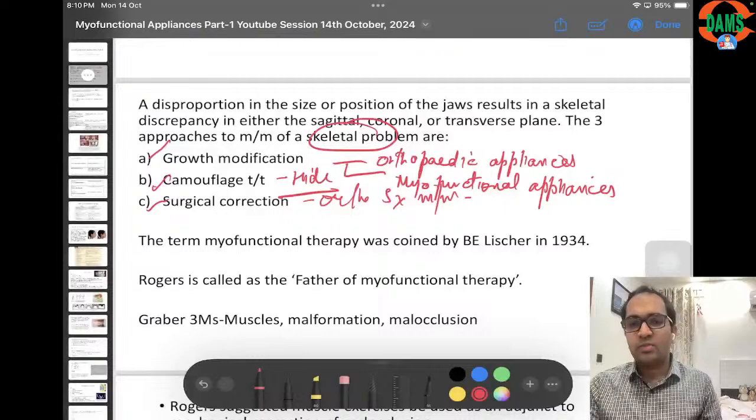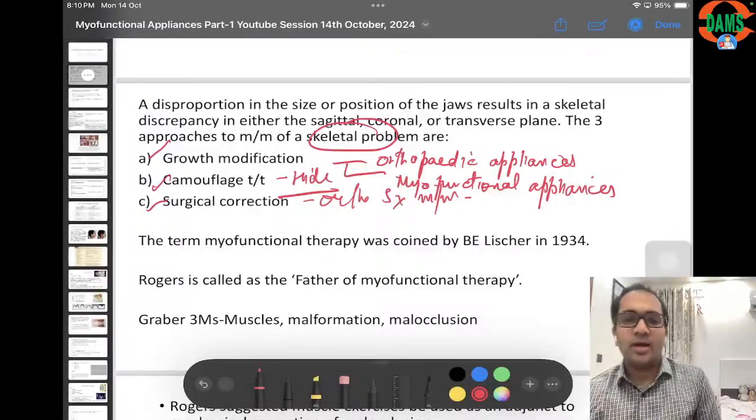Under orthopedic appliances come headgear, face mask, chin cup, which I already discussed in the last class. And now today we are going to discuss myofunctional appliances.